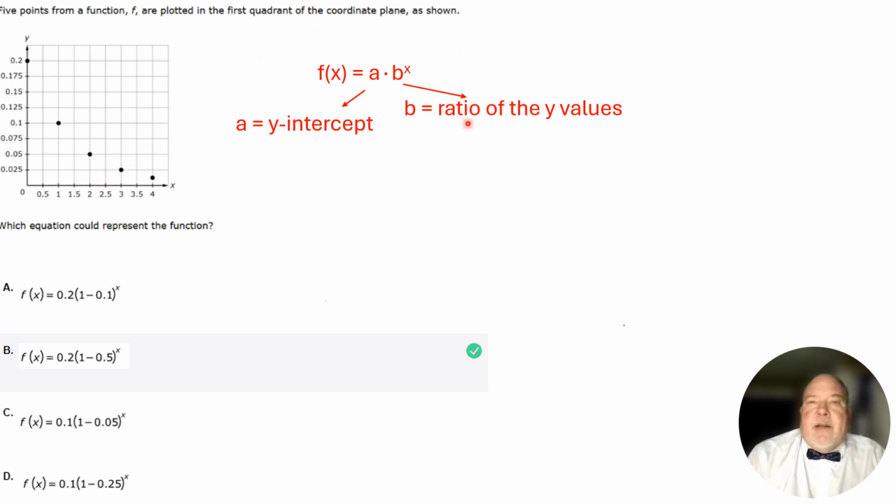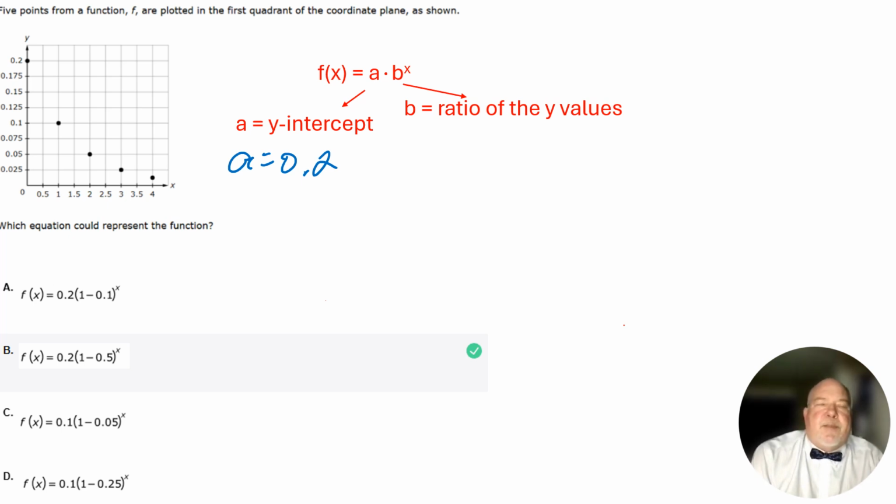So here I've written down for you what the standard form of an exponential function is. F of x equals a times b to the x power. A represents the y-intercept of the function. So that's that point right there. So I already know what A is. A is equal to 0.2. Let me just go ahead and write that down. So A equals 0.2.